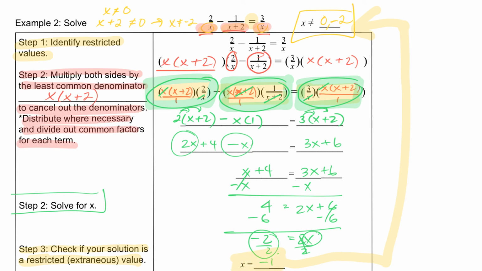But in the case that you do get 0 or -2 for x, or something that is a restricted value, that means you have no solution. But in this case, we do have x equals -1, which is not a restricted value, so that is our solution.